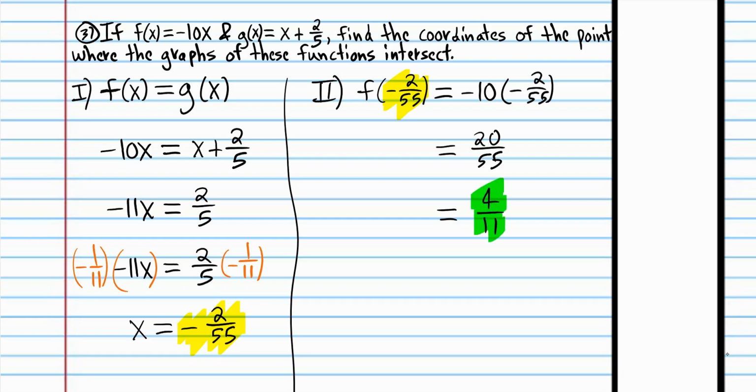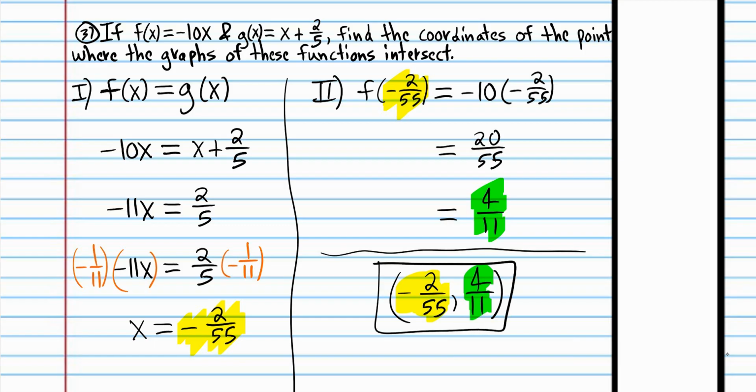And now the coordinates of the point of intersection are negative 2 over 55, that's the x value, and the y value is 4 over 11. So sorry that I gave you such weird numbers to have to work with. But don't be afraid of fractions.